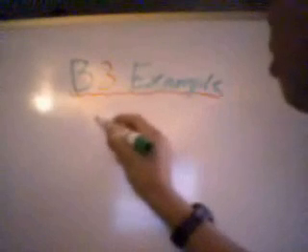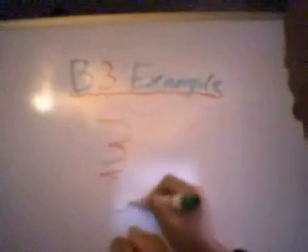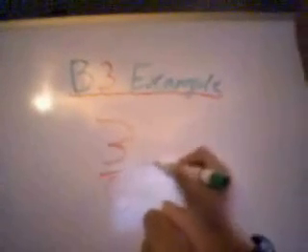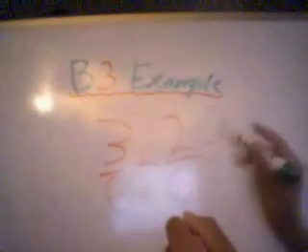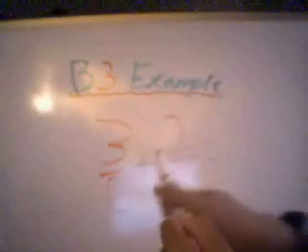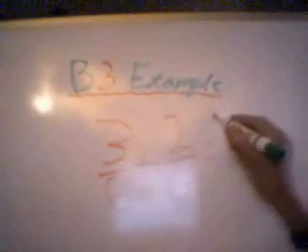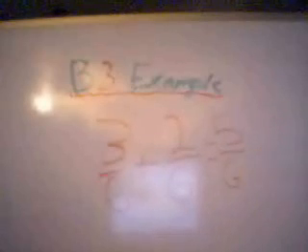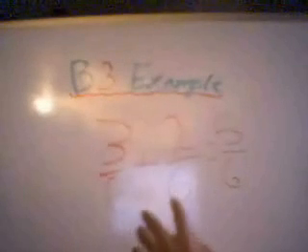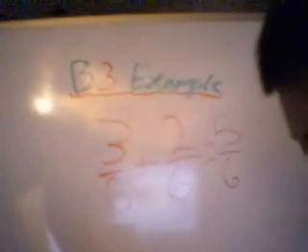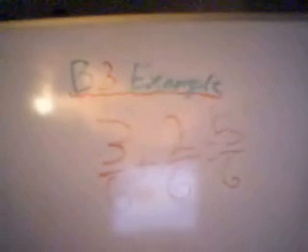Now, you put them together like so: 3 over 6 plus 2 over 6. Since you add the two numerators to keep the same denominator, that would make 5 over 6, because 3 plus 2 is 5 and 6 remains the same. This is the final answer.